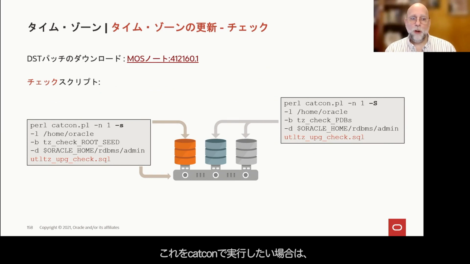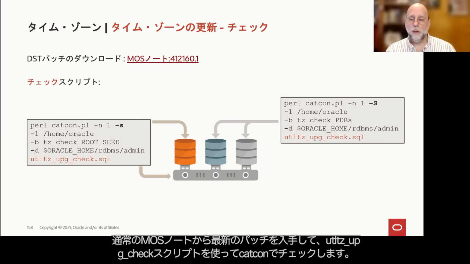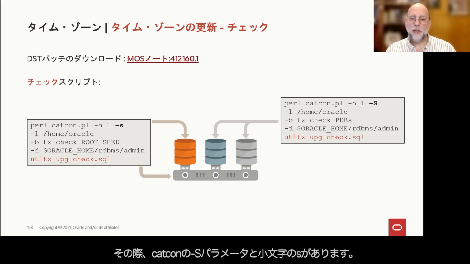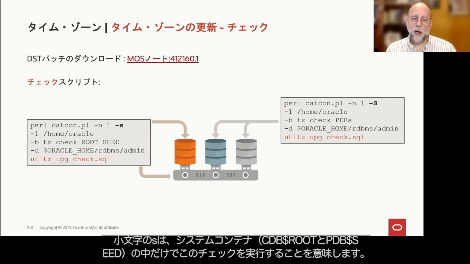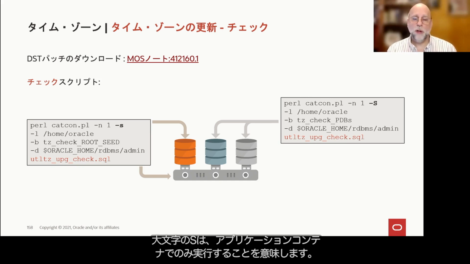If you want to run this with catcon, you might want to get the latest patch from the usual MOS note, and then check with catcon using that utltz_upgrade_check script. Now, when you do this, there's the -s parameter for catcon, and little s and big S mean two different things. The lowercase s means run this check only in the system containers, which is CDB root and PDB seed. The uppercase S means run it only in the application containers.